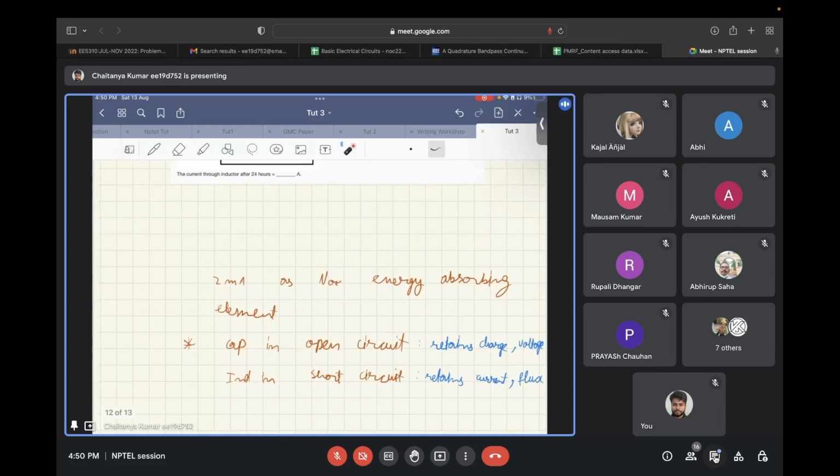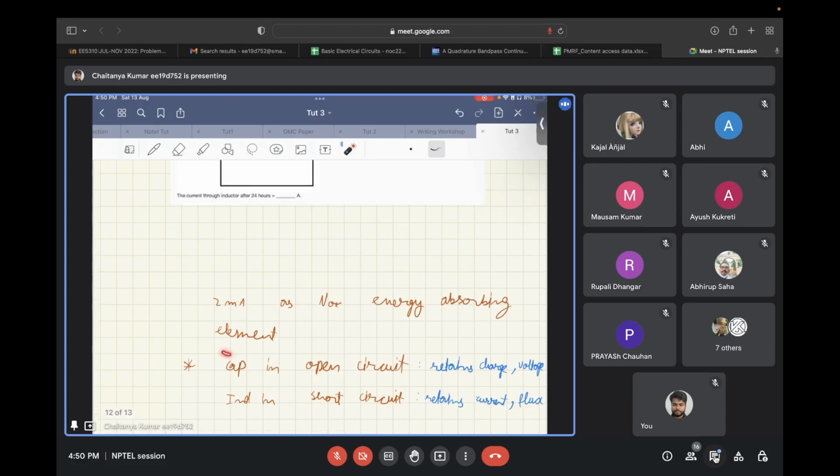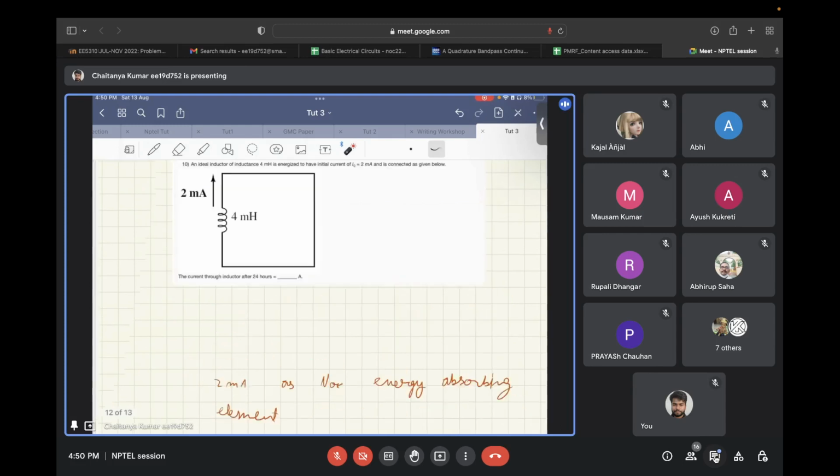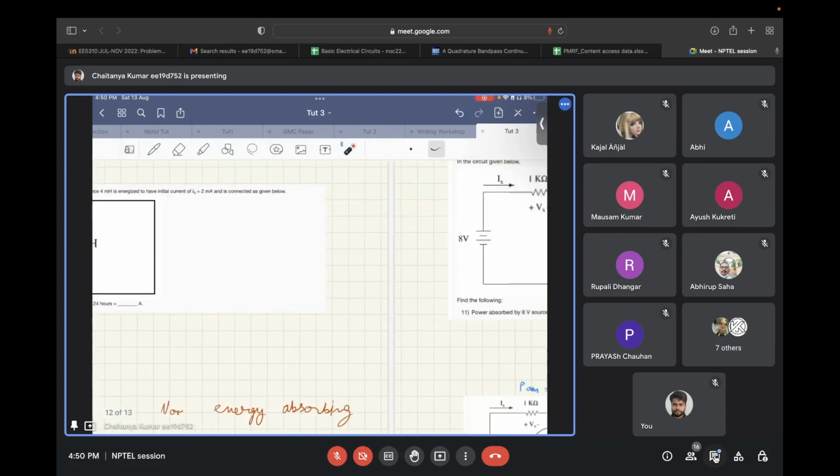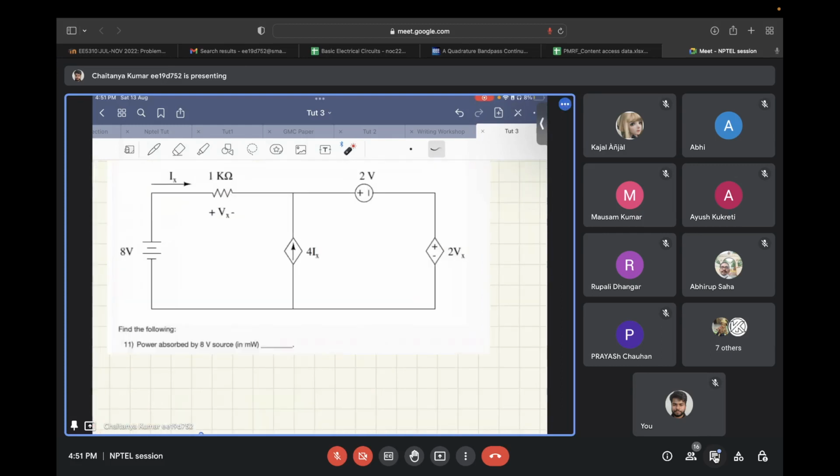What you need to keep in mind is that when a capacitor is open circuit, it retains charge and hence the voltage, because Q equals C times V. And when the inductor is short circuit, it retains current and flux, that is phi equals Li. So there is no place for this I to get dissipated. So the flux and current are retained in the inductor. These two conditions you must keep in mind to solve further questions in the future.